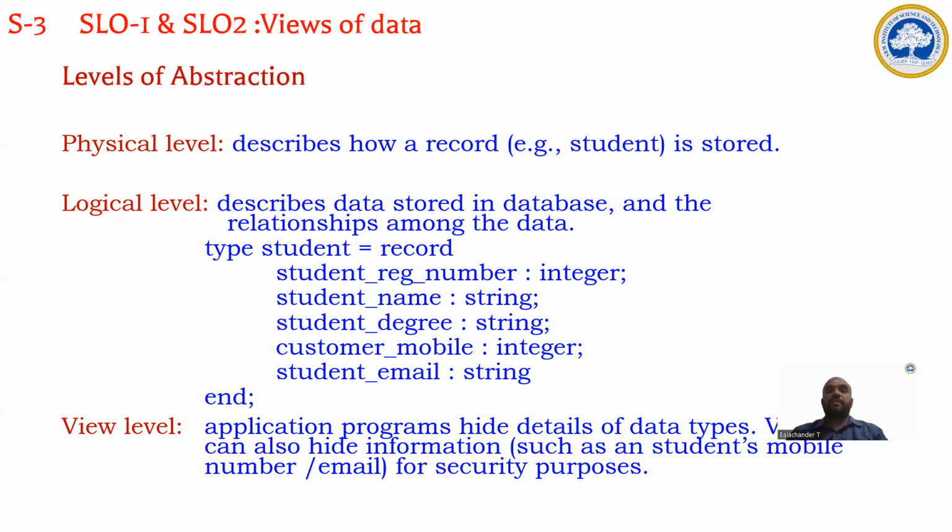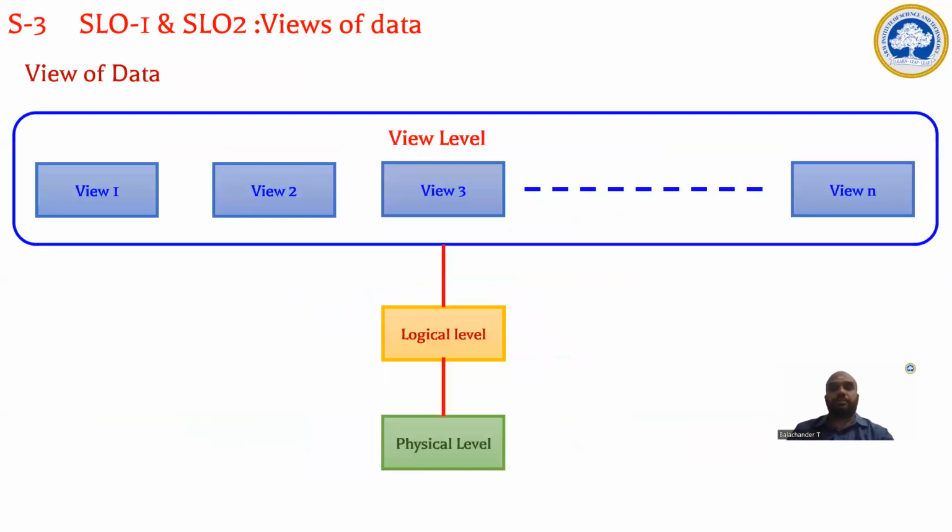The next level is the view level, which is the highest level of abstraction and describes only part of the entire database. Many users of the database need not know all this information. They need to access only part of the database. Here we have the relationship among the three levels of abstraction: physical level, logical level, and then view level. We can have more than one view at the view level.